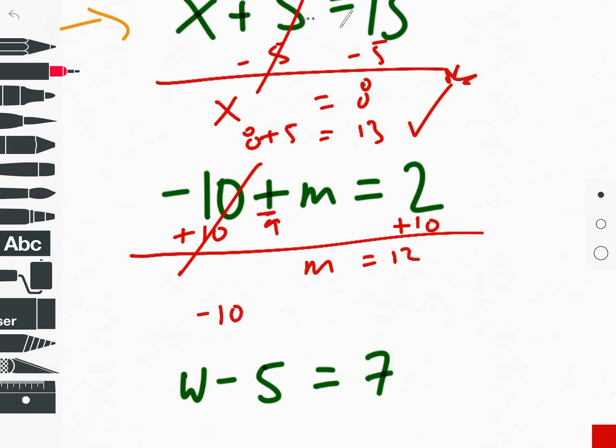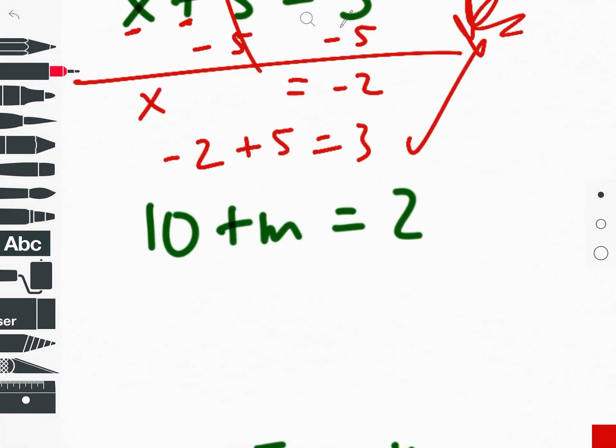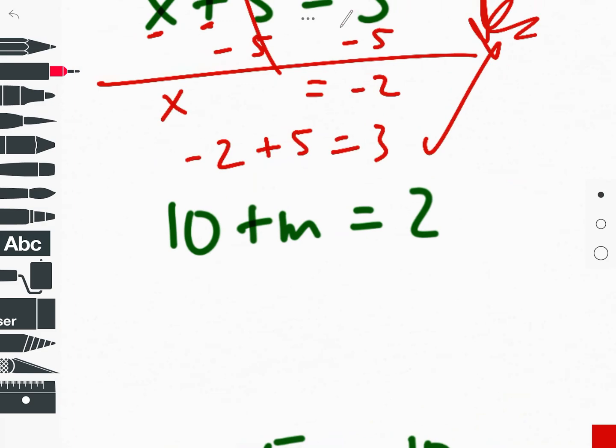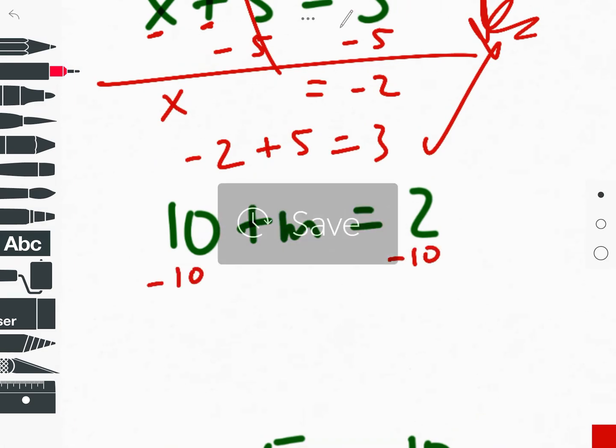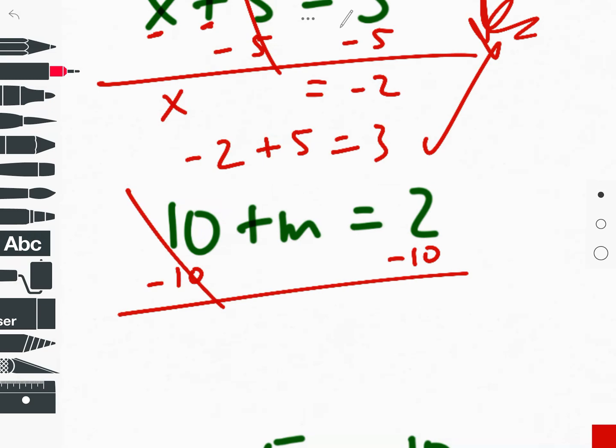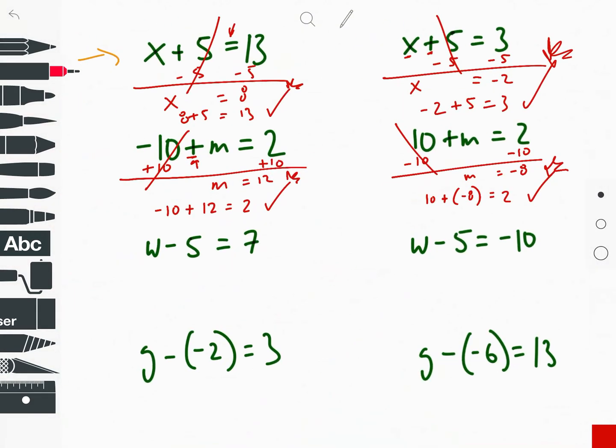So let's see if that's true. Plugging it back in, negative 10 plus 12 is 2, and that is true. Fiery check mark. All right, let's check over here. It's positive 10, so I'm going to subtract 10 from both sides because I want it to zero out. I want it to go away. So I'm left with m equals 2 minus 10, which is negative 8. A quick check here: 10 plus negative 8. If I'm at 10 on the number line and I go toward the negatives 8 steps, I'm left at 2. Fiery check mark. Oh, this is good stuff.